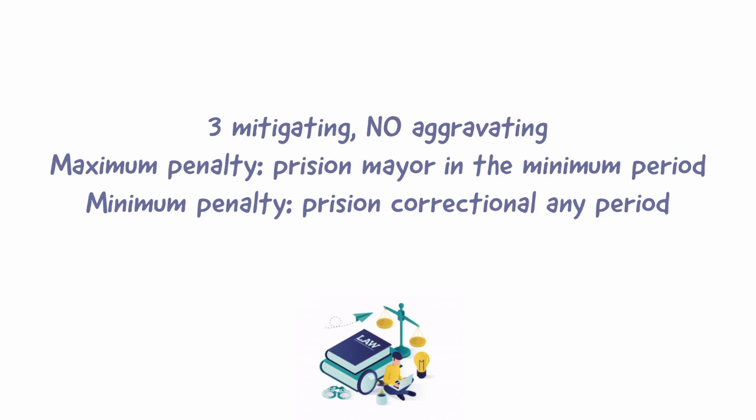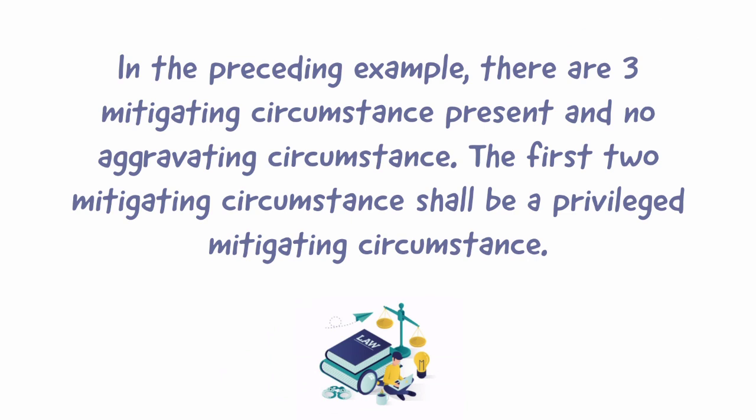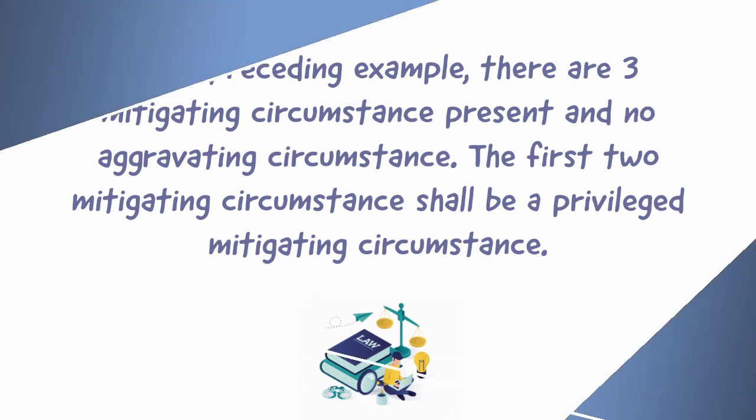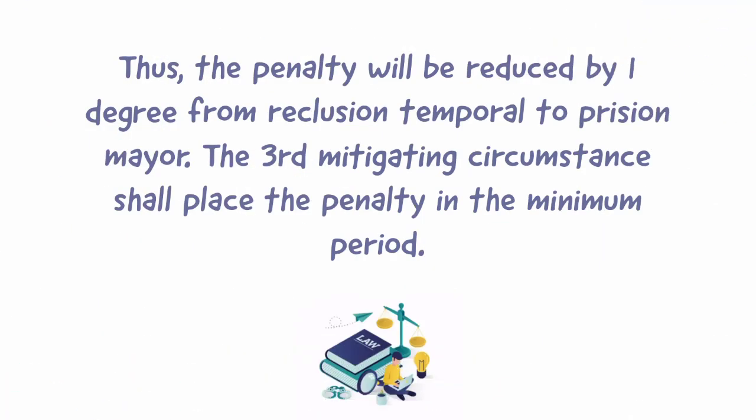3 mitigating, no aggravating, maximum penalty, prison mayor in the minimum period, minimum penalty, prison correctional any period. In the preceding example, there are 3 mitigating circumstances present and no aggravating circumstance. The first 2 mitigating circumstances shall be a privileged mitigating circumstance. Thus, the penalty will be reduced by 1 degree from reclusion temporal to prison mayor. The third mitigating circumstance shall place the penalty in the minimum period.